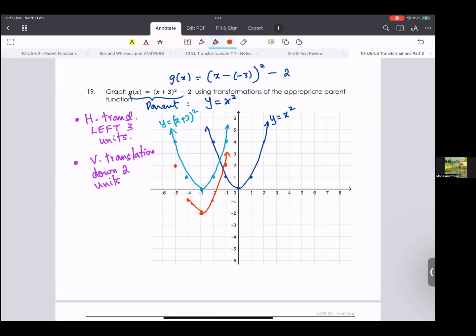Okay, so this is what we mean by graphing using transformations. All right, so that's your final graph. This is g of x equals (x plus 3) the whole squared minus 2. Okay, so that's that graph.